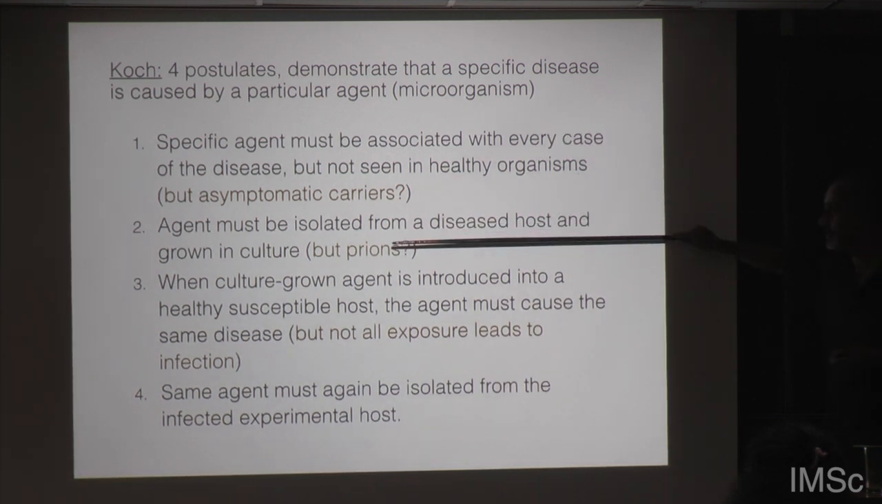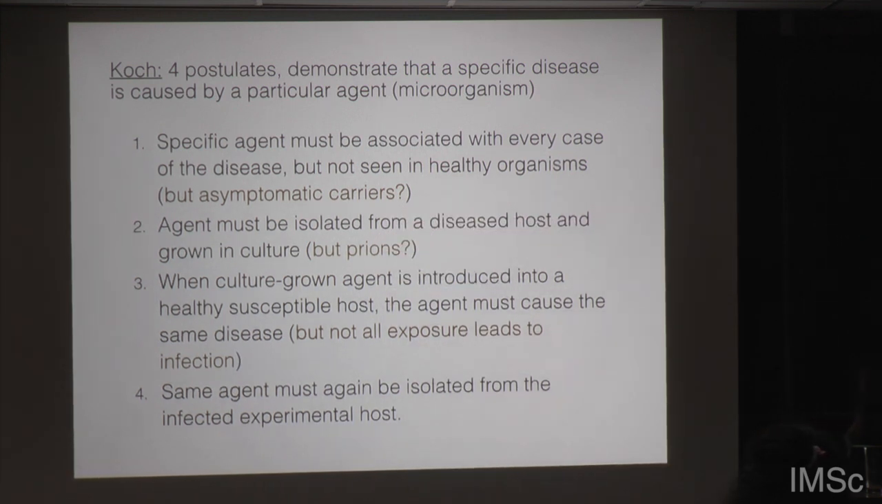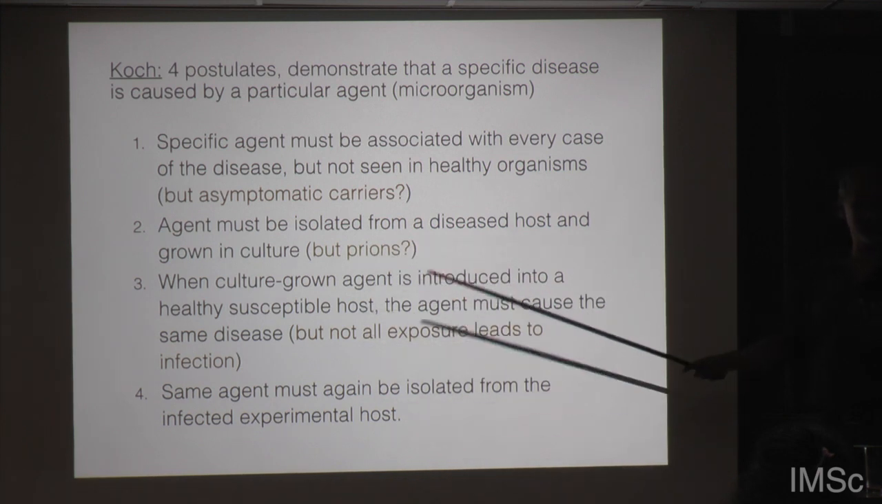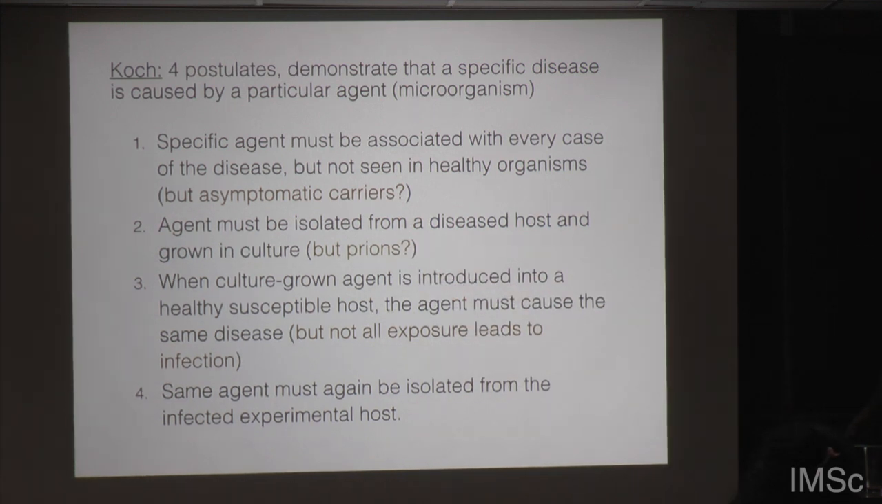The second postulate is that it must be possible to isolate the agent from a diseased host and grow it in culture. Okay? And the counterexample to that is what I said is misfolded proteins or prions. And there are a certain set of diseases called prion diseases that come from this. And those certainly, misfolded proteins, you cannot grow in culture. It doesn't make sense to do that. It's some specific combination of cellular events that lead to that misfolding. And once they are misfolded, presumably they set a template for other proteins to misfold. And diseases, for example, BSE, the bovine spongiform encephalopathy, is an example of a prion disease.